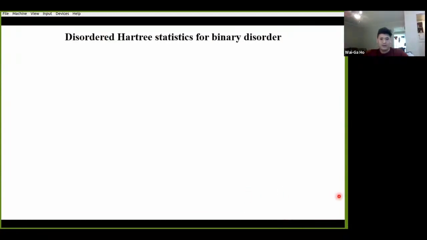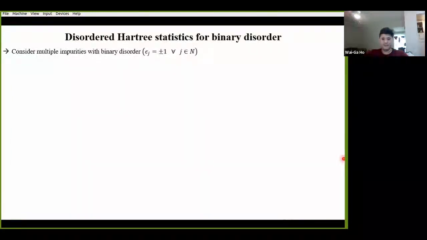All right. So now we're going to have a full realization of disorder. Though the simplest example for us to deal with is probably the case of binary disorder, where we constrain each impurity epsilon to be either one of two equal and opposite values with equal probability. So say plus or minus 1.